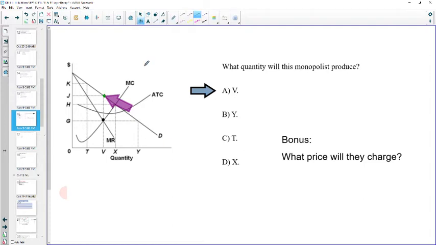Then for another bonus question, are they earning an economic profit? The answer is yes, because the average total cost is right here. The price that they're charging is this much above their average total cost. This rectangle represents extra economic profit.